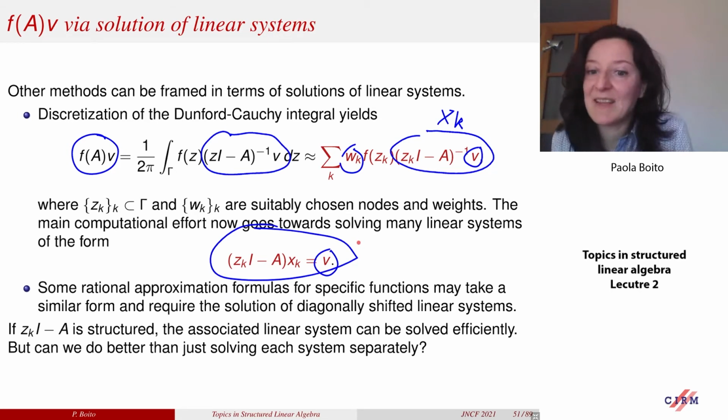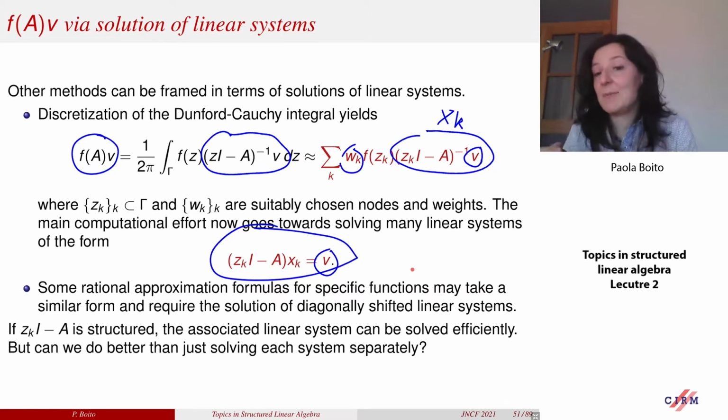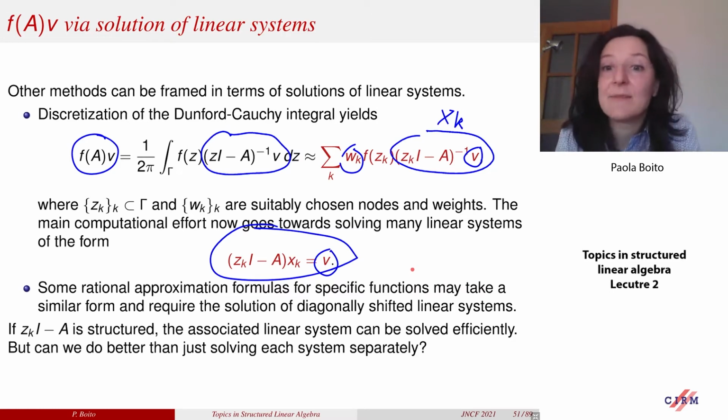The same question arises with other rational approximation formulas for certain specific functions, which can be expanded in a rational series, where, again, if you want to approximate f of A times v, you end up with a formula where the bulk of the computational effort is solving many linear systems where the matrices are diagonal shifts of each other.